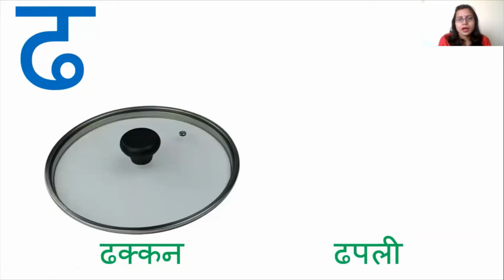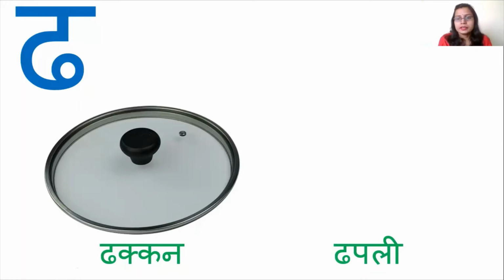Okay, so dha se, the first picture we have is dha se dhakkan. So I hope you must have seen something like this, dha se dhakkan. Like in the kitchen, if we are using a vessel to cook, so sometimes we need to cover it. Okay, so that cover is called dhakkan, and this is the holder of the cover. Okay, so this is dha se dhakkan. We use this to cover the vessel.